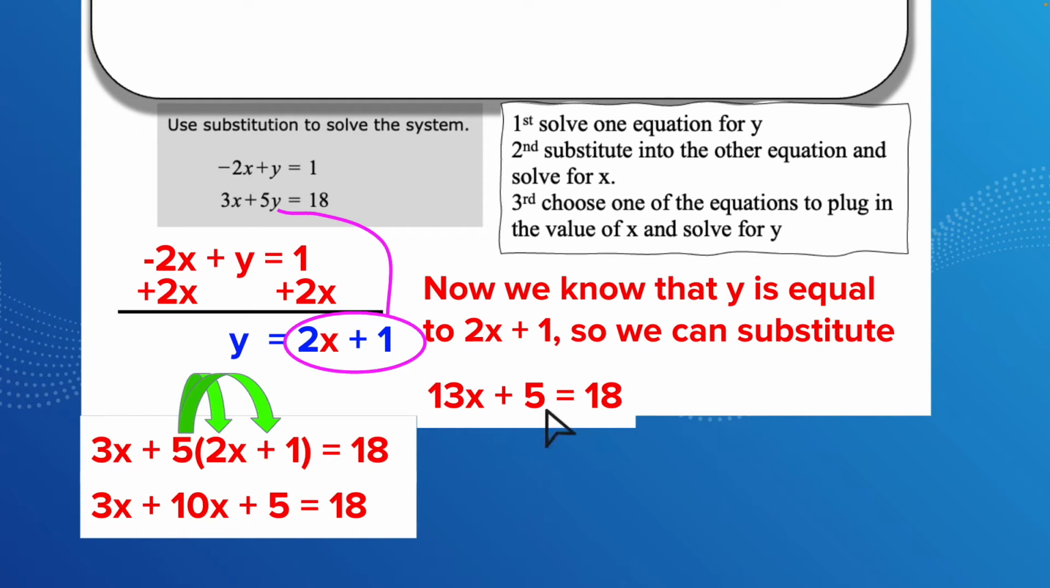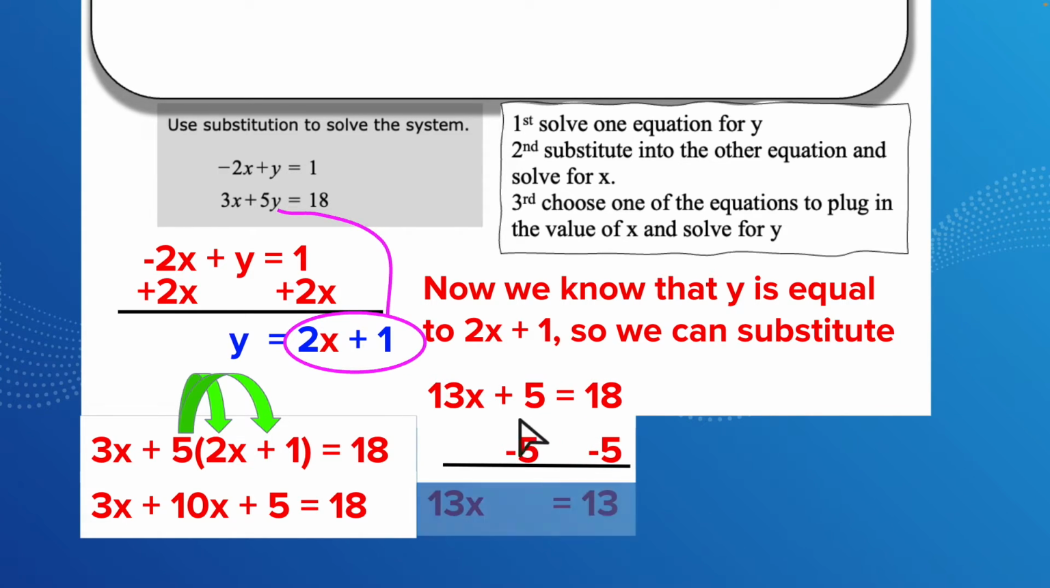I'm going to do the opposite of what's being added or subtracted on the same side as the variable. So since 5 is being added, I'm going to subtract it. 13x is going to drop down. The 5's cancel. 5 minus 5 is 0. 18 minus 5 is 13.